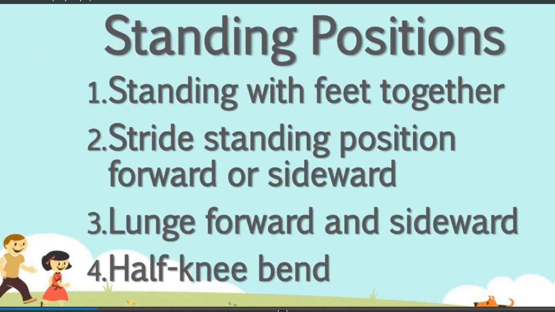So, we go to standing positions, and there are four types of standing positions. The first one is standing with feet together. Second is stride, standing position, forward or sideward. The third one is lunge forward and sideward. And the fourth one is the half knee bend.